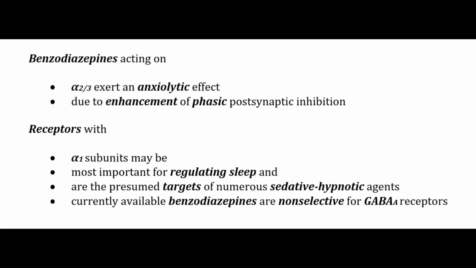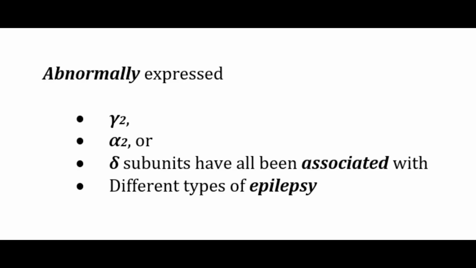Benzodiazepines acting on alpha-2,3 exert an anxiolytic effect due to enhancement of phasic postsynaptic inhibition. Receptors with alpha-1 subunits may be most important for regulating sleep and are the presumed targets for numerous sedative hypnotic agents. But currently available benzodiazepines are non-selective for GABA A receptors. Abnormally expressed gamma-2, alpha-2 and delta subunits have all been associated with different types of epilepsies.